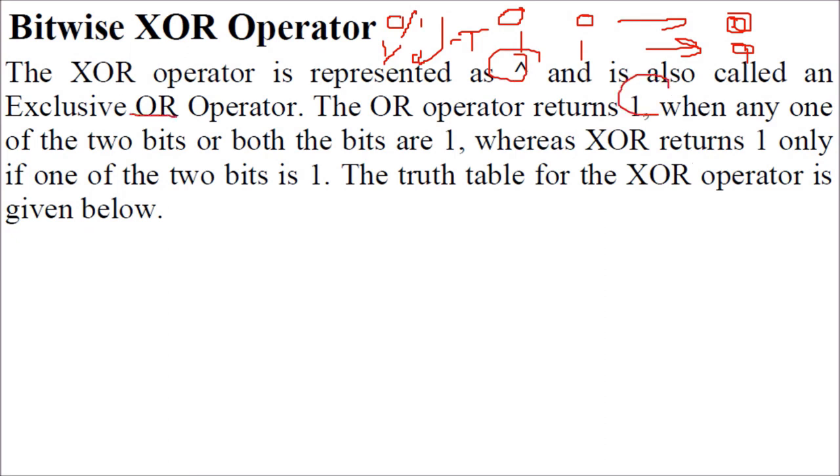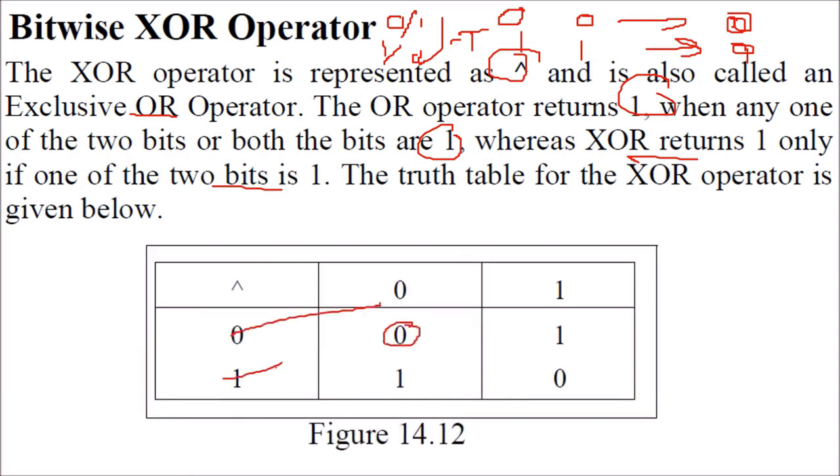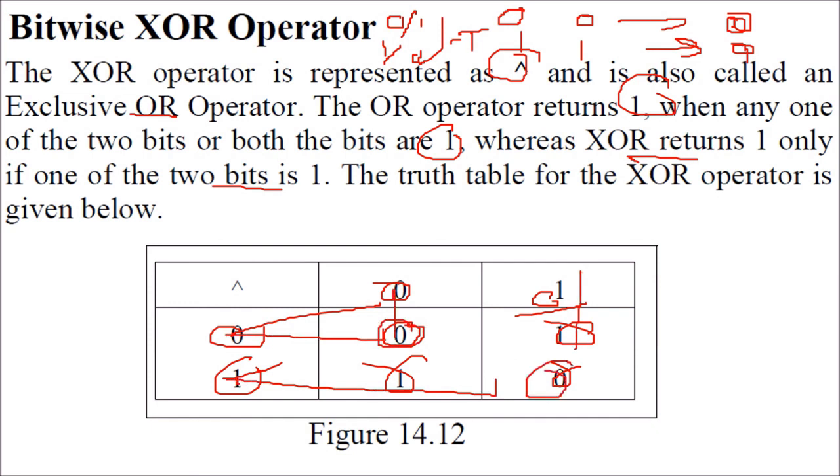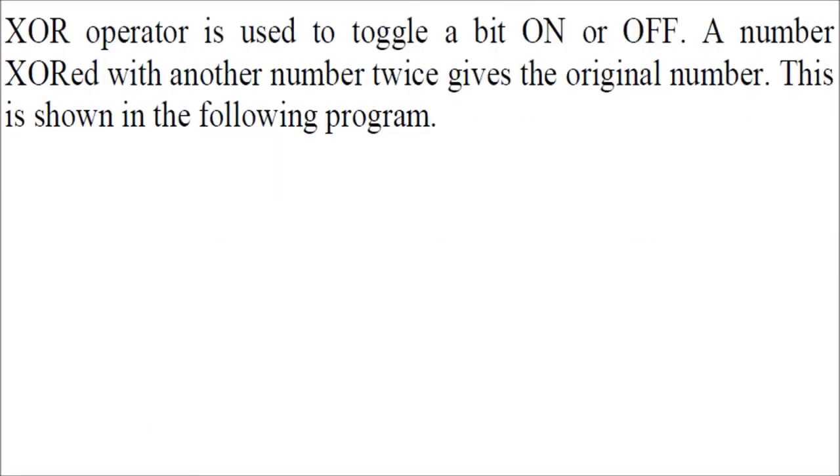This will return 1 only if one of the two bits is 1. So the truth table is simply like this: 0, 0 is 0; 1, 1 is 0; 0, 1 is 1; and 1, 0 is 1. So if both are the same, 0, 0, you get 0. If both are the same, 1 and 1, you get 0. Otherwise, you get 1. So this XOR operator is used to toggle a bit on or off, right?